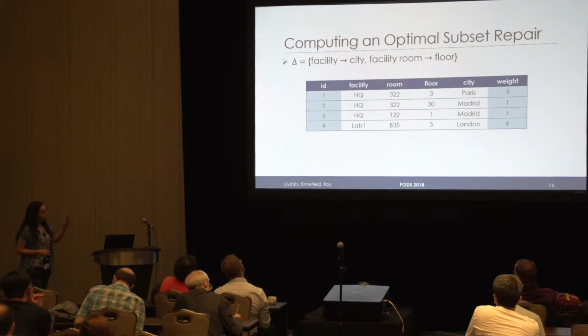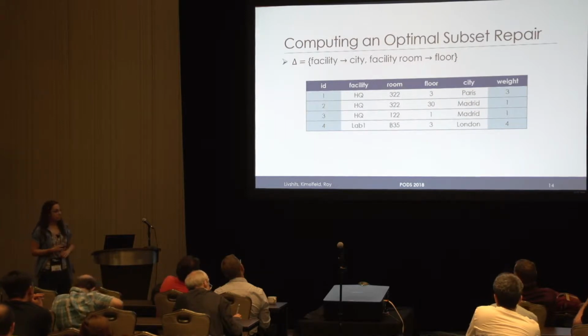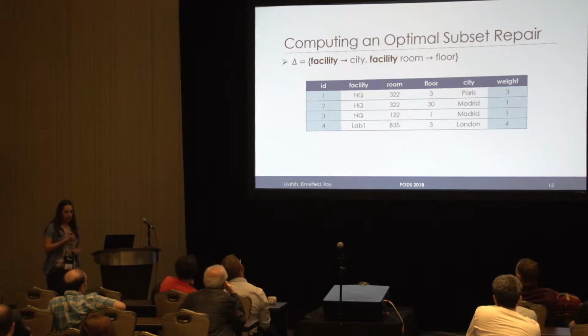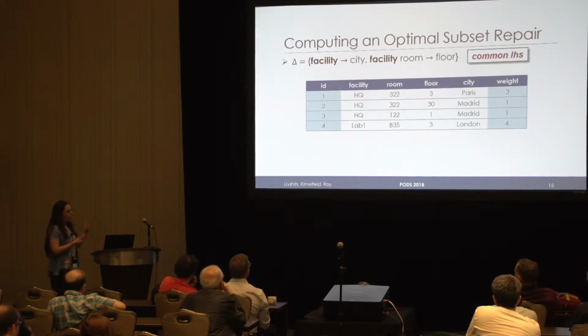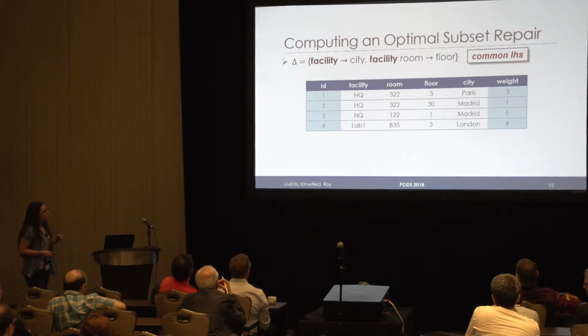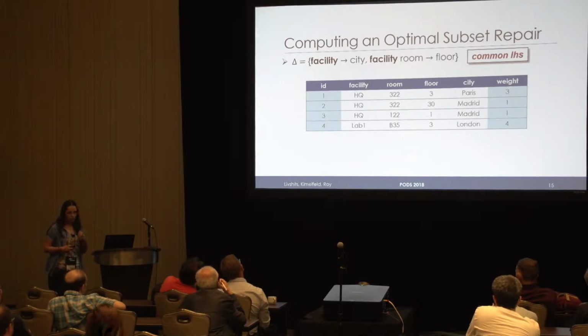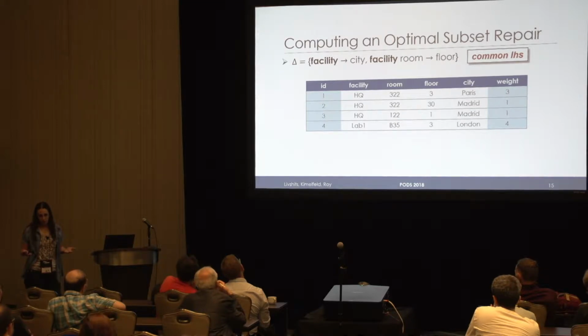Okay, so if you look at this set of functional dependencies, you can see that the facility attribute appears on the left-hand side of every functional dependency in this set. So we call this a common left-hand side, or common LHS. This means that if we take 2 tuples that do not agree on the value in the facility attribute, they will never violate any functional dependency in this set, right?